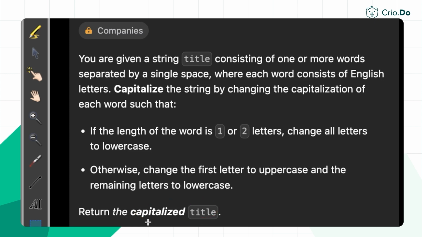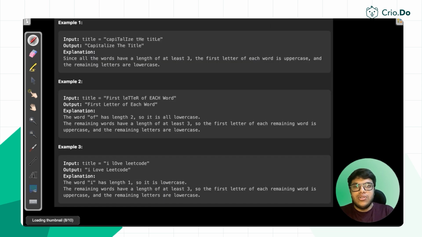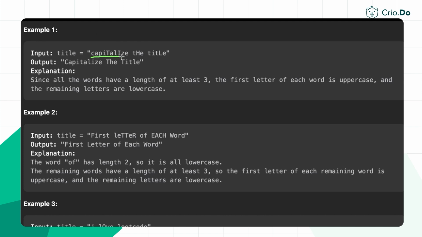So maybe you have got some logic, maybe you have got some idea. The problem statement will be clear to you once we discuss the example test cases. So let's discuss some of the examples. The first example is the string "capiTalIze tHe tiTLE", where some letters are capital in the string. What we have to do is make the first letter of every word capital, and all remaining letters should become lowercase.